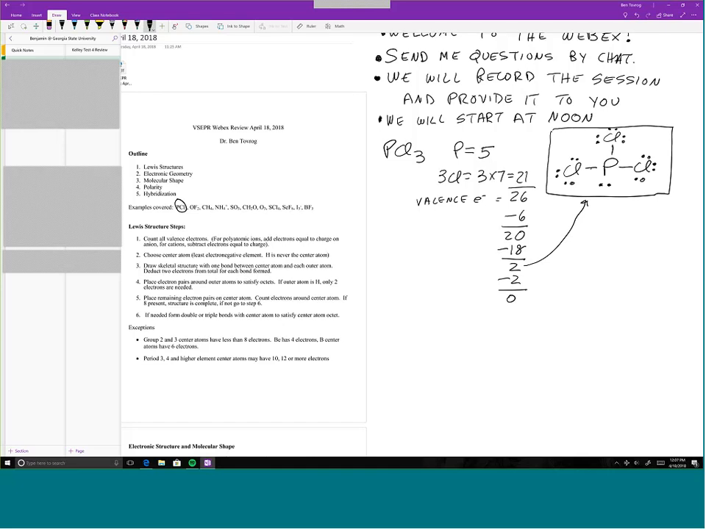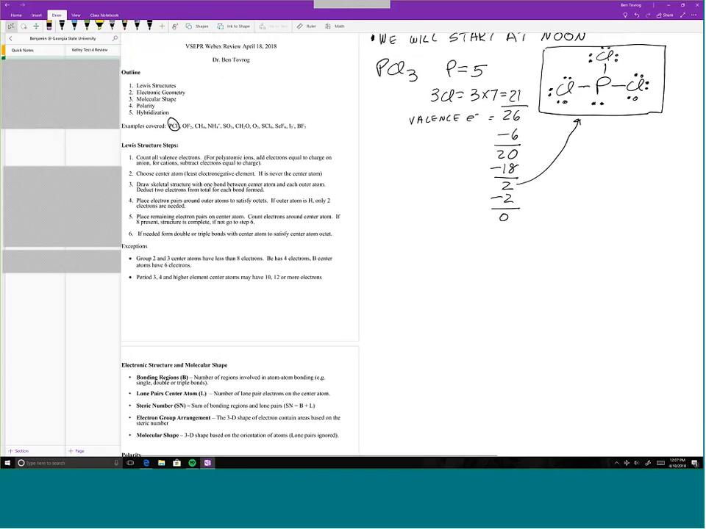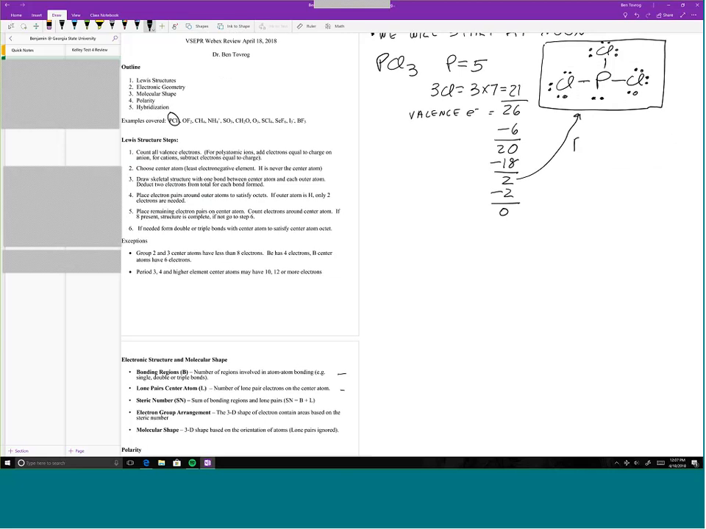Okay, so now we got the Lewis structure. Let's move on to the electronic geometry. What do we do for that? First thing we need to do is identify the bonding regions and the lone pairs on the center atom. The bonding regions are those where the center atom is involved with an outer atom in some type of bonding, and we have 3 bonding regions. So we're just going to call it B. So we have 3 bonding regions. Lone pairs on the center atom is going to be 1. So we're just going to call that L.